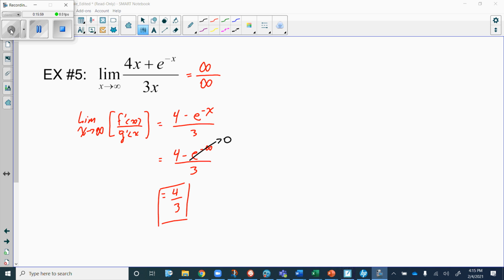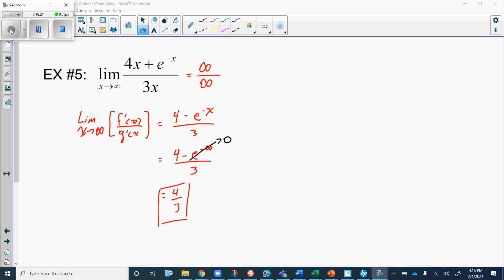All right, here's example number 5. And the reason why I'm asking you guys to try these is because these are all very basic L'Hopital's rule stuff that you would have seen in an AB course material. But here we wind up getting a limit of 4/3. Just doing direct substitution at the beginning shows we have infinity over infinity.